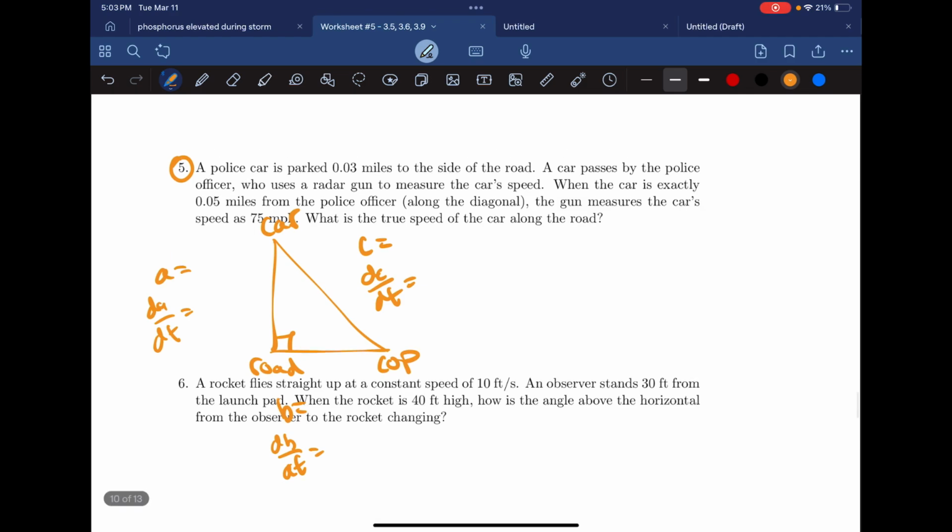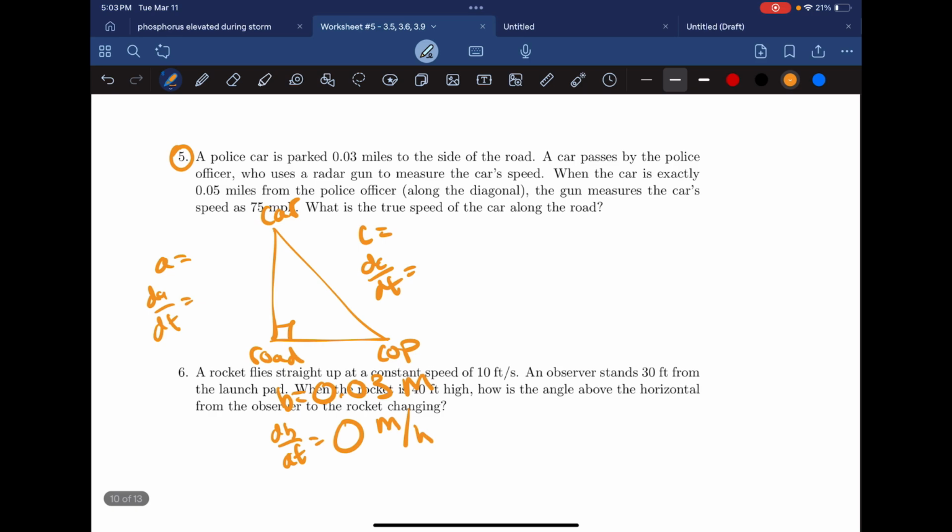So the police car is parked 0.3 miles to the side of the road, so we know our B is 0.3. And we know that DB/DT is going to be 0 miles per hour because the police car is not moving. The road is definitely not moving. So the distance between the two is not going to change. If something isn't changing, the rate of change is 0. So the rate of change of that is going to be 0.